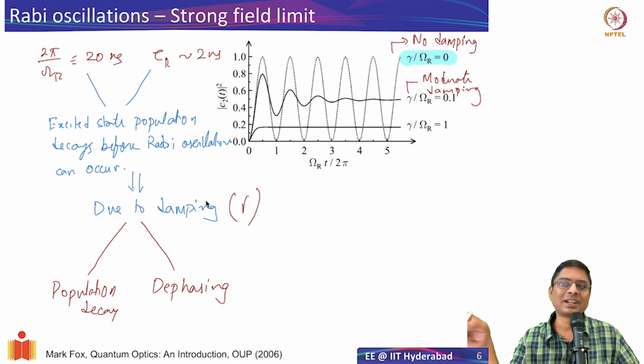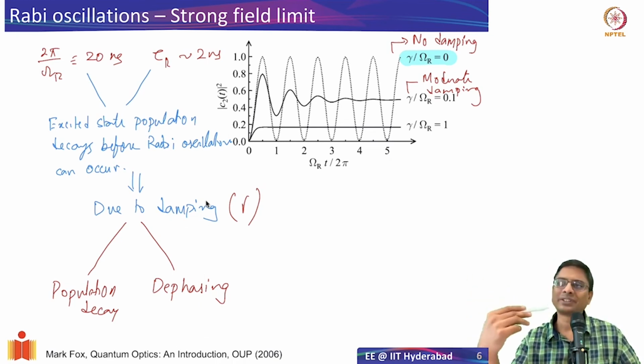Now in a similar analogy, you can think of this as the lower state and excited state populations. If you have completely zero damping, perfect, nice, it just goes up and down forever. But that cannot happen. There is going to be some loss.